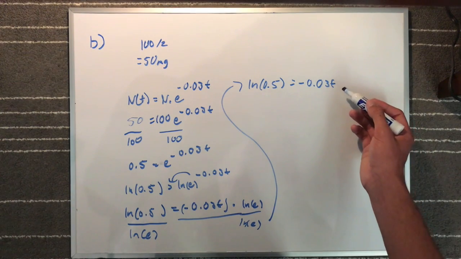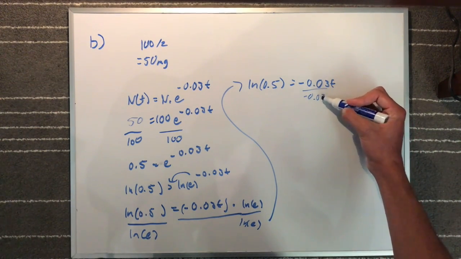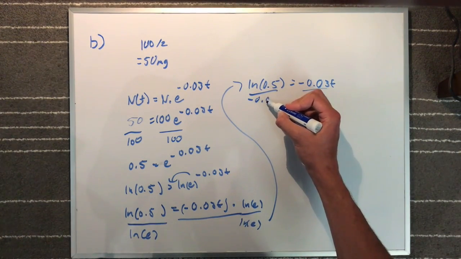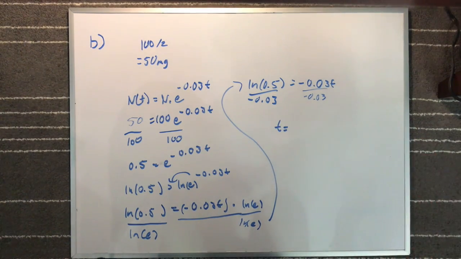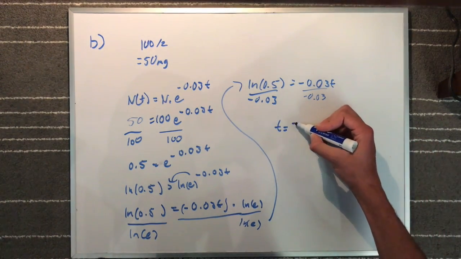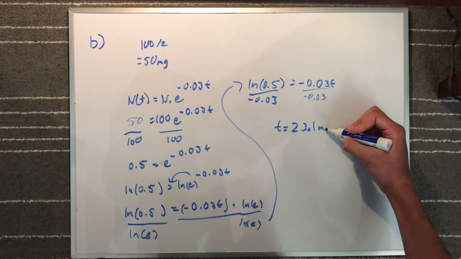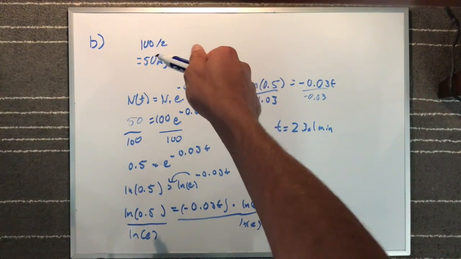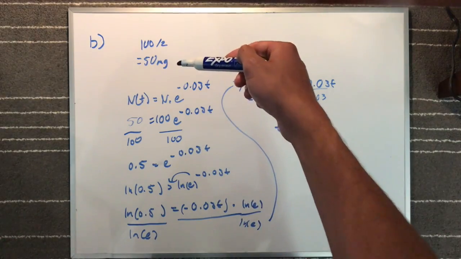And to isolate for t, we're going to divide by negative 0.03 on this side, divide by negative 0.03 on this side, and what we're left with is that t equals 23.1 minutes. And that means that it takes 23.1 minutes for our sample, which is Th233, to get to half its original value.